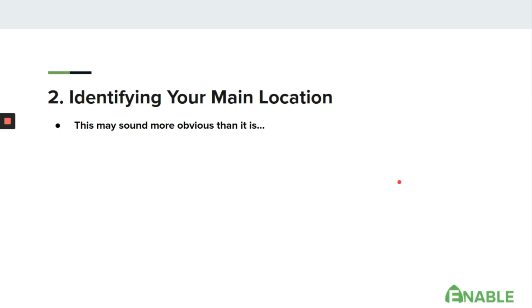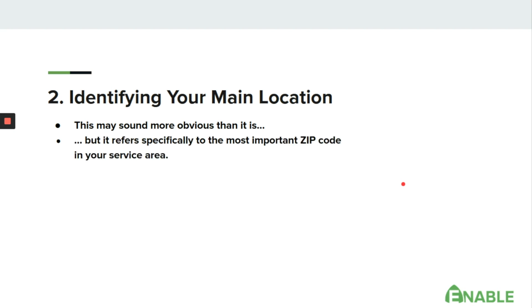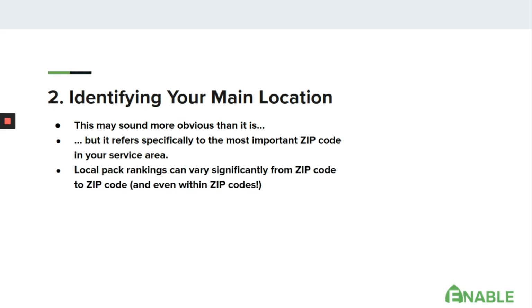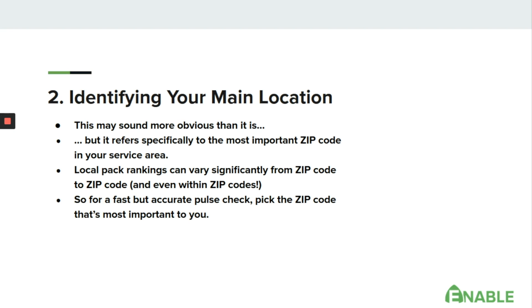So we're going to start by identifying your main location, which may sound more obvious than it is, but for our purposes, we are looking specifically for the most important zip code in the area that you serve. Why zip code? It's because local pack rankings vary significantly from zip code to zip code, and even within zip codes. So you don't have time to search through all the zip codes. We just want to make a really sort of fast but accurate pulse check on your listing. So we're going to pick the zip code that's most important to you.